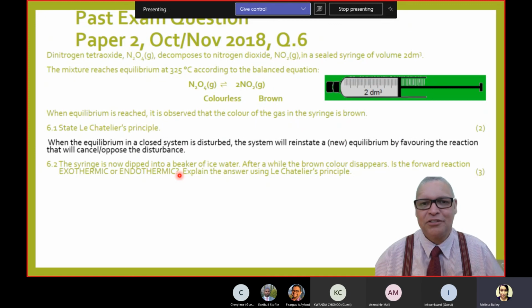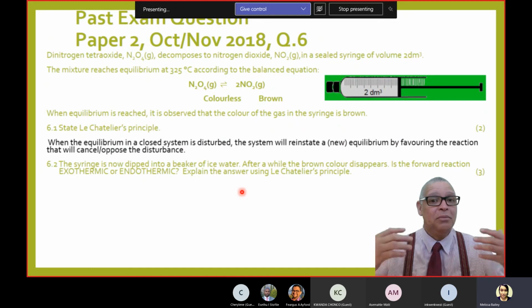We should never come to a chemistry exam in grade 12 without knowing that definition and its application, of course. Now, question 6.2 says, the syringe is now dipped in a beaker of ice water. Now, we know ice water. There's a decrease in temperature. It's cold, right? So notice they're telling us that, but we must deduce that for ourselves.